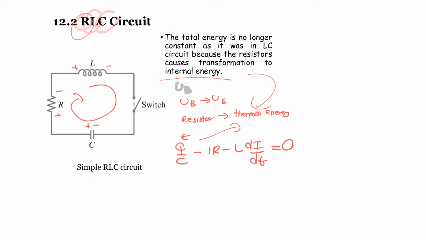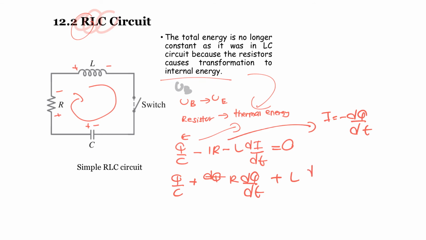Then you come up with the equations here. You are going to get Q over C, and I here is going to be I equals negative dq over dt. Why is it negative? Because the charge is leaving the capacitor plate. The charge leaving or entering the capacitor plate is equal to the current inside the circuit. So you are going to get positive R dq over dt, and this one becomes positive also, and d squared q over dt squared equals 0. You rearrange this formula.